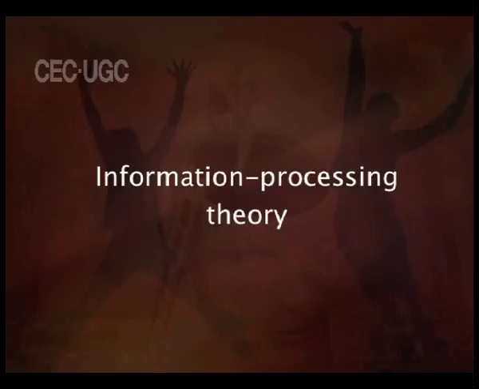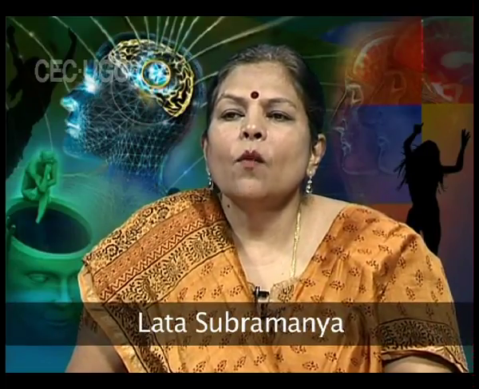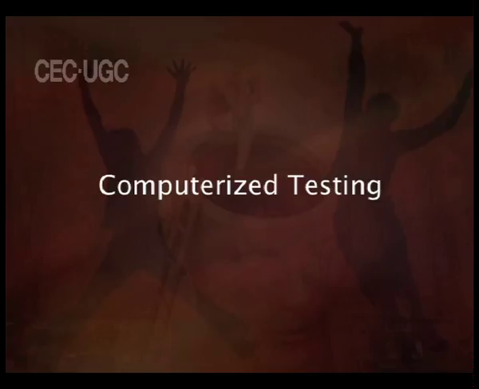Some of the newer approaches to intelligence testing include testing based on information processing theory, such as those given to us by Vygotsky and Sternberg. These use dynamic assessment and they measure how well new material is learnt with competent instruction. One of the best examples of these is the Kaufman assessment battery for children. Intelligence testing has also been adapted to modern methods such as in computerized testing, which are becoming increasingly popular.